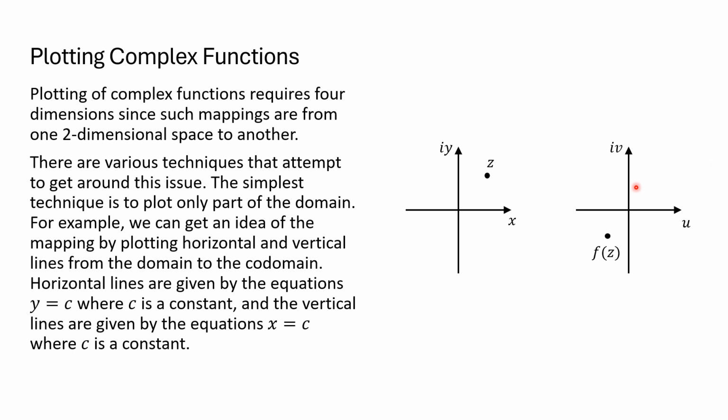One technique is to just plot part at a time. So we might take a horizontal line in the domain and see what that looks like in the codomain, or take a vertical line, or maybe even just a sloped line in the domain and see what that looks like in the codomain. Then you put those together and you get a bit of a view of how things look. So in the next couple of slides, we'll actually employ that technique.